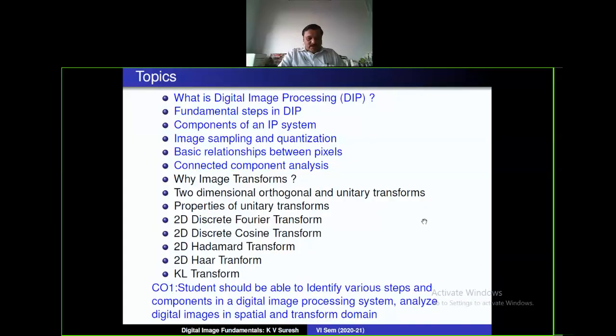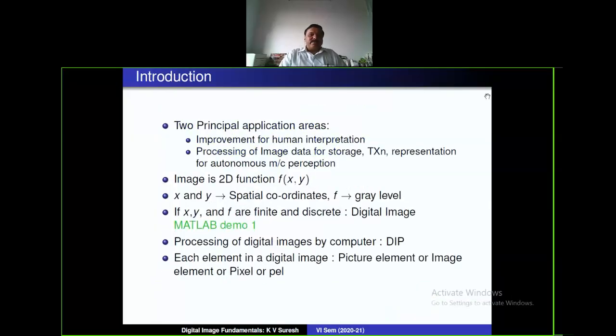As I already told you in the beginning of this course, we have 6 course outcomes. The first course outcome will be on Unit 1, which says students should be able to identify various steps and components in a digital image processing system at the end of this course. And also you should be in a position to analyze digital images both in spatial and transform domain. So with this brief introduction to the contents of the first unit, let us start with the definitions.